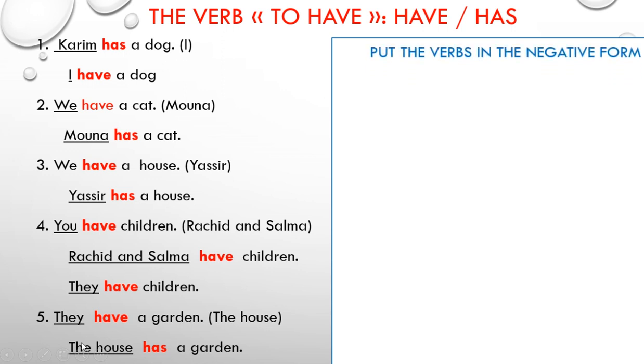Now let's move to the next exercise. The question says put the verbs in the negative form. يعني عندكم جملة في صيغة affirmative form. For example, I have a bird. You change this sentence into the negative form. And we say I don't have a bird. I have a bird يعني أنا عندي طائر. أملك طائر. I don't have a bird. لا أملك طائر.